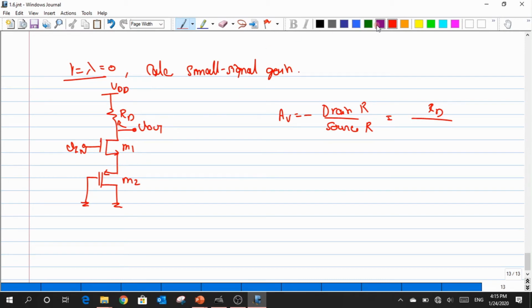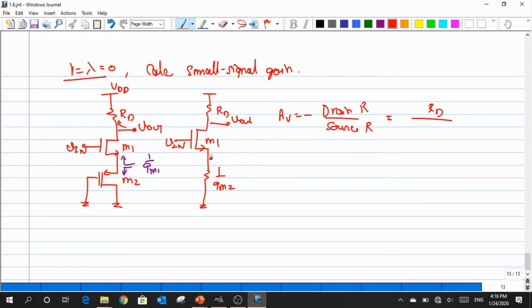So what is the resistance that I have when I look through this M1 source? 1 by GM1. Or how will I take this total resistance? If it is confusing you, I'll redraw the structure by replacing this bottom transistor M2 as a resistor, and this resistance value was 1 by GM2. This is my M1 and RD I have, and this is my Vout.